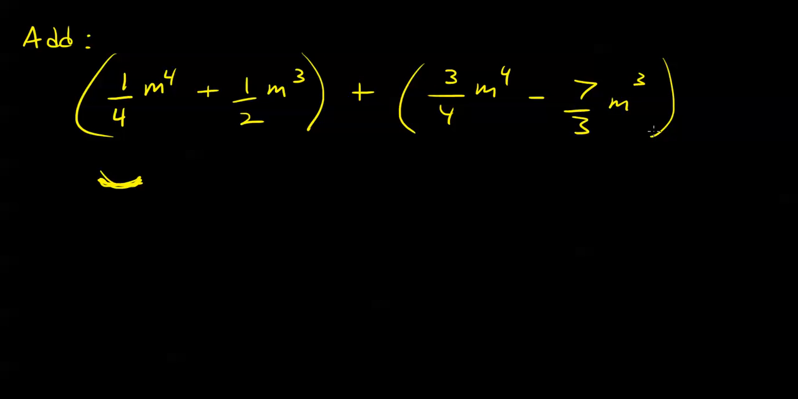Alright, so clearly I can combine some terms here. I can essentially drop these parentheses and add the like terms. Well, I'll add the degree 4 terms. I'll add the m to the 4th terms. And similarly, I'll combine the degree 3 terms, the m cubed terms.